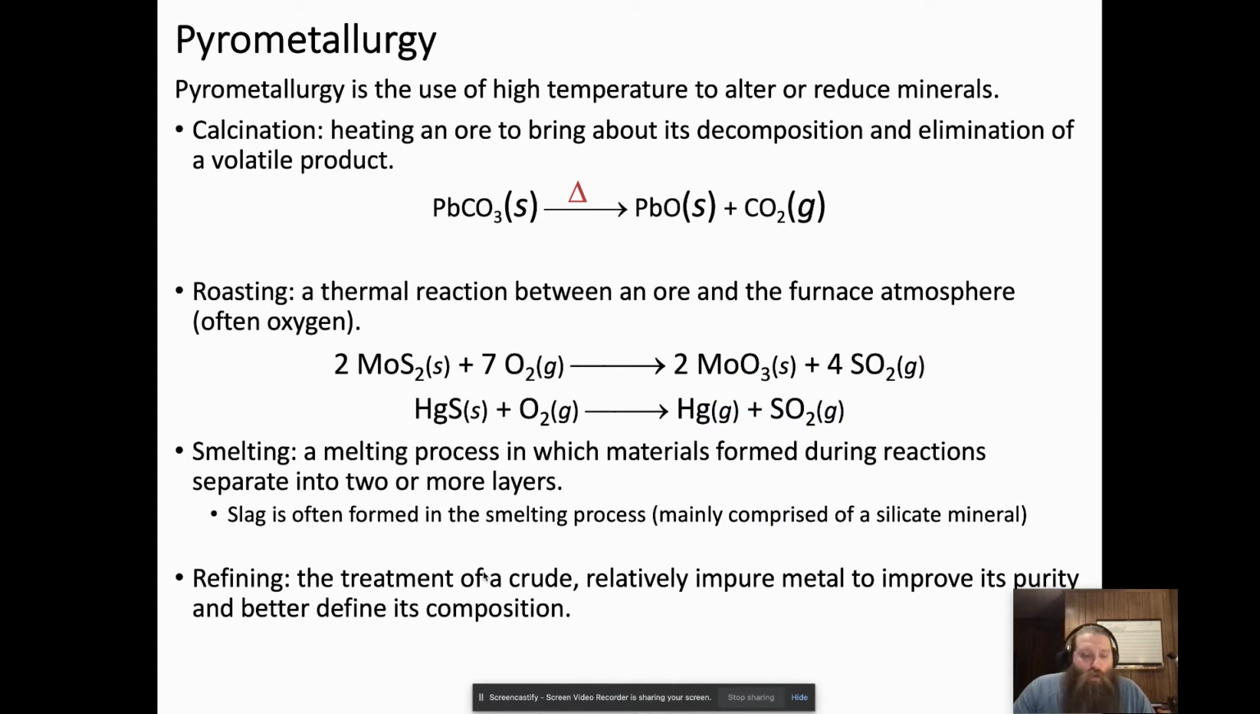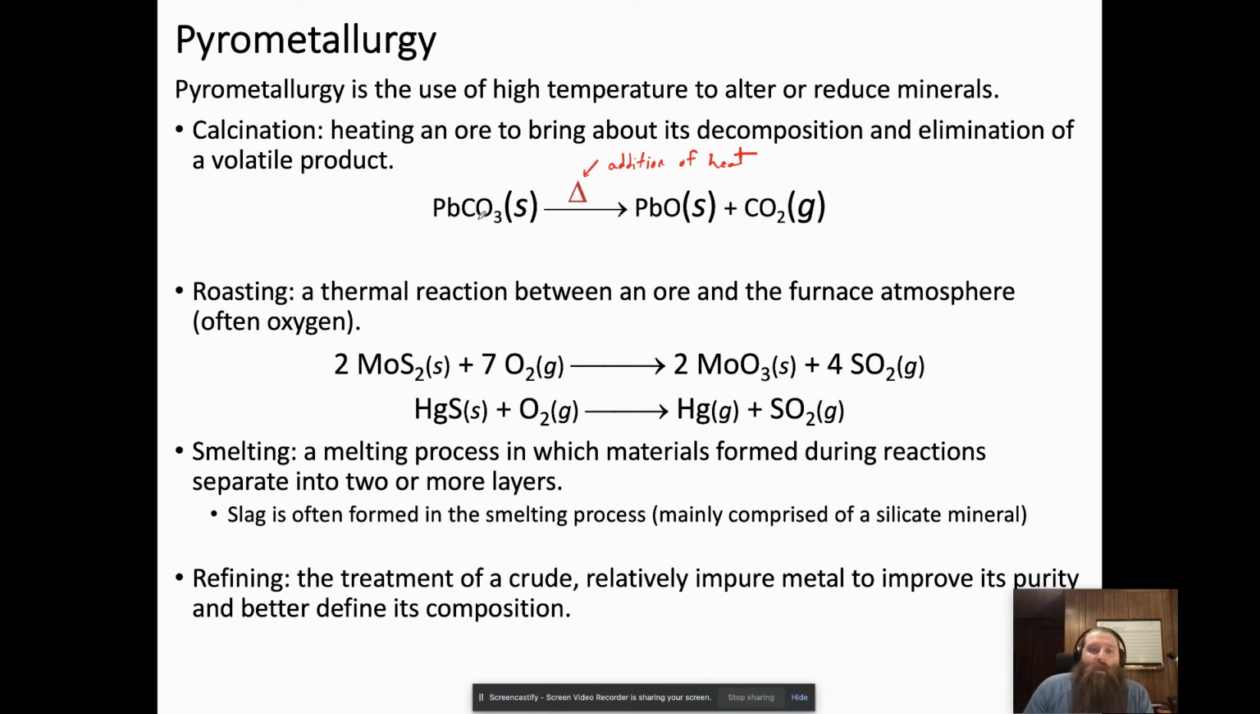Now, one of the ways that we process ore is pyrometallurgy. Pyro means at high temperatures. Okay, so pyrometallurgy is the use of high temperature to alter or reduce a mineral. One of the ways that we do that is calcination. If you see this little symbol right here, this delta, normally you're thinking, oh, that means change. Well, when it's over top of an arrow, it actually usually means addition of heat. And calcination is a great example of a reaction that would have that there.